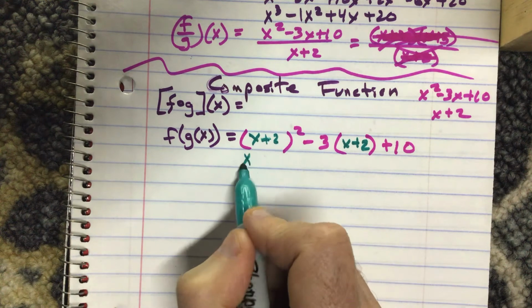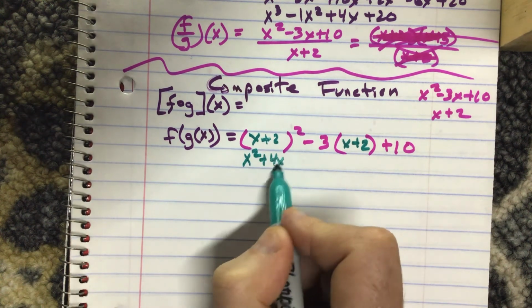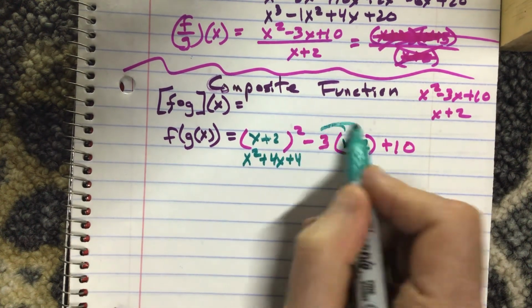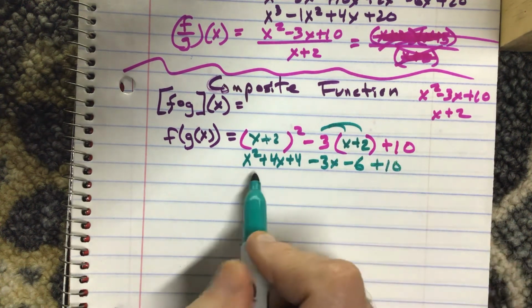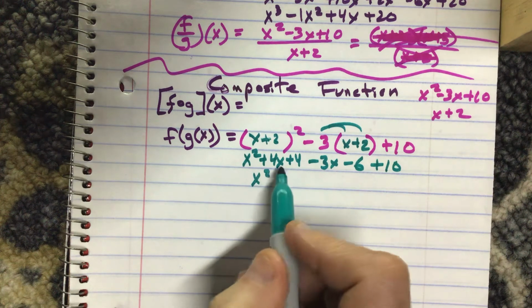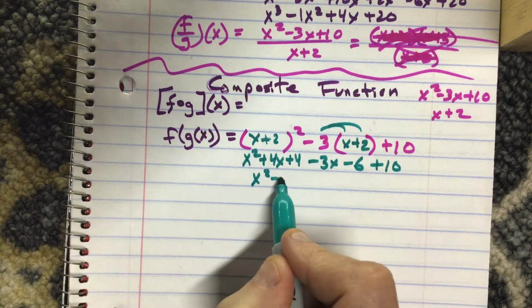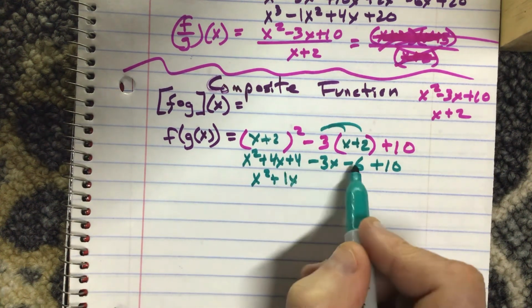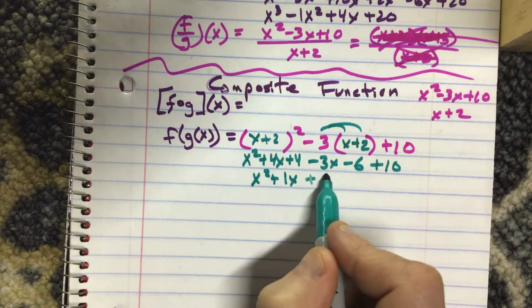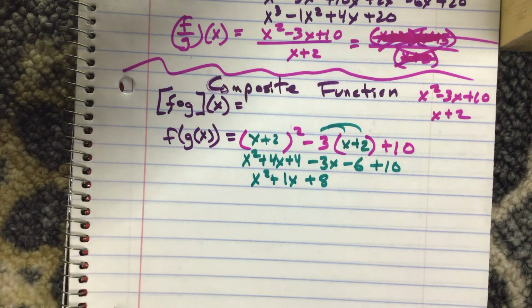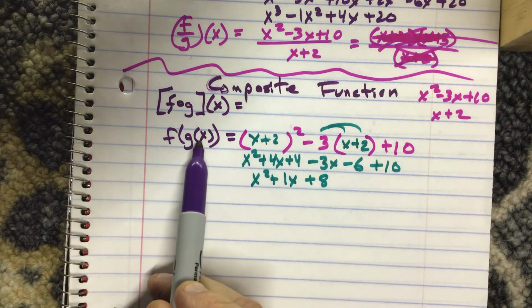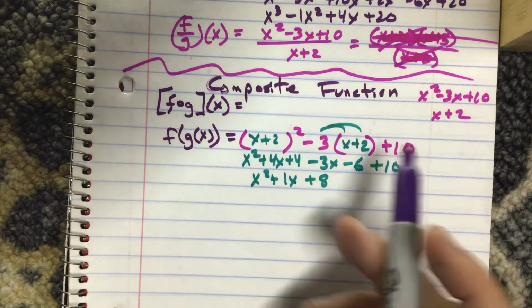So squaring that, you get x squared plus 4x plus 4 minus 3x minus 6 plus 10, and of course you can combine like terms. X squared, you got a 4 minus 3, and 4 minus 6 is negative 2 plus 10. Okay, so that's multiplied out. That's f of g of x. That's called a composite function. It's composed of two different functions.